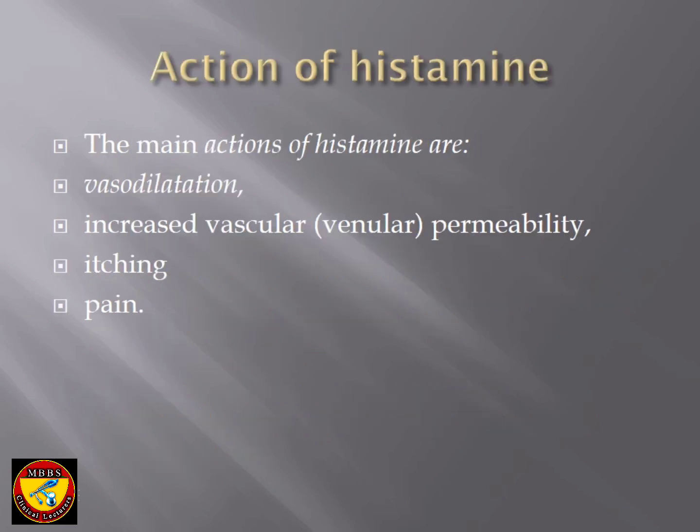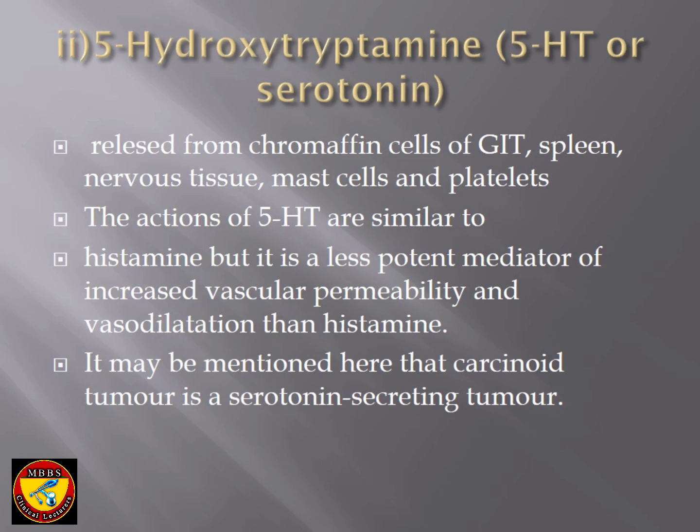Now the main action of histamine is to dilate vessels, that is vasodilation, and increase vascular permeability. Apart from these two, itching and pain are also sometimes caused by histamine. Now the second entity is serotonin or 5-hydroxytryptamine, which is released from the chromaffin cells of the GIT, spleen, nervous system, mast cells, and platelets. The action of serotonin is similar to histamine, but it is a less potent mediator of increased vascular permeability and vasodilation than histamine.